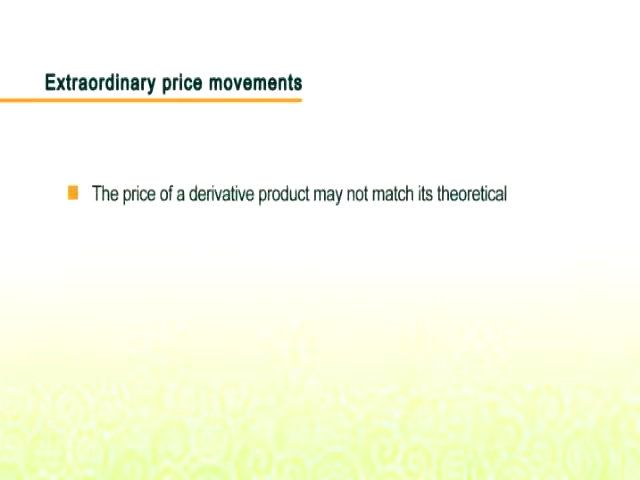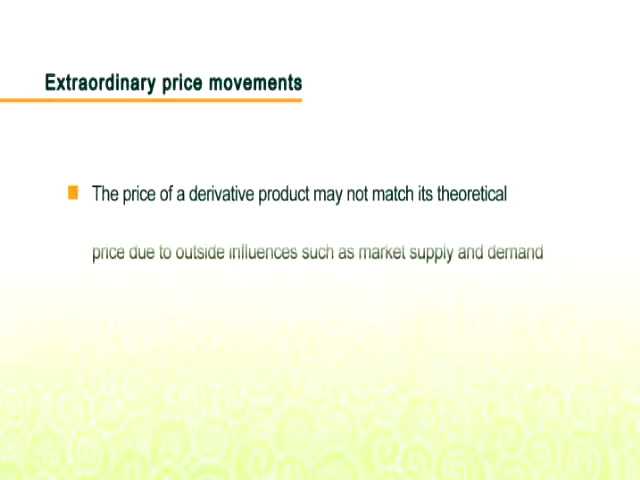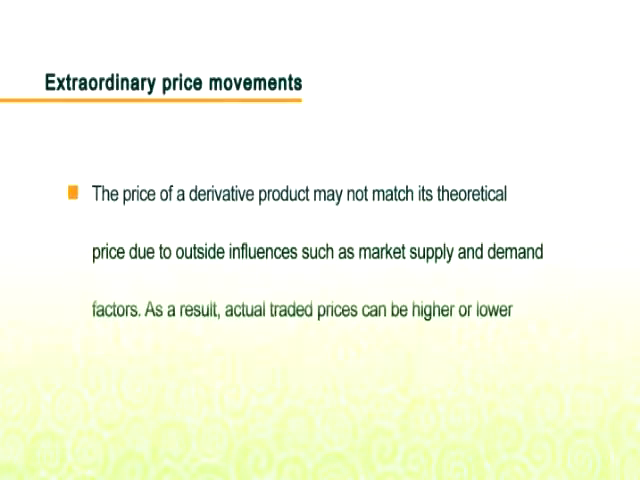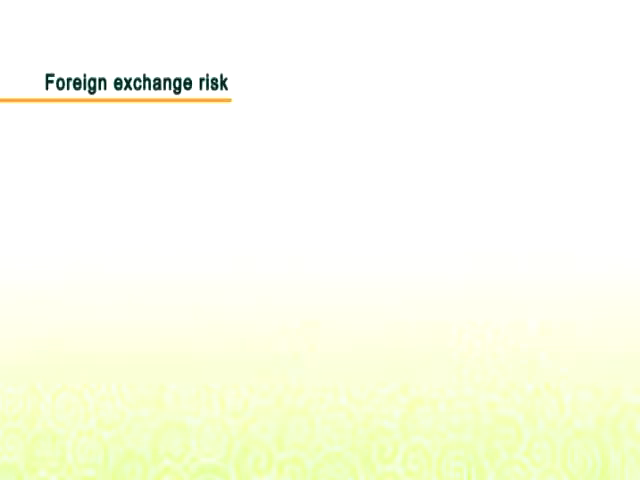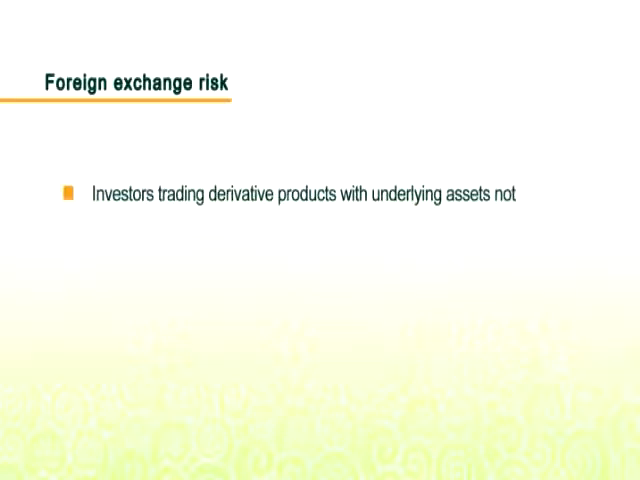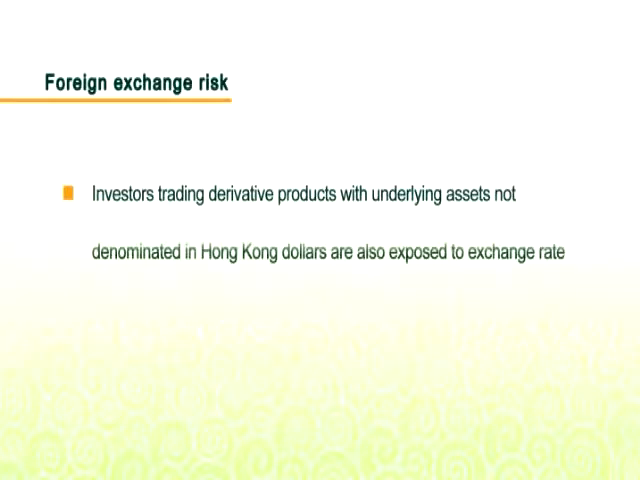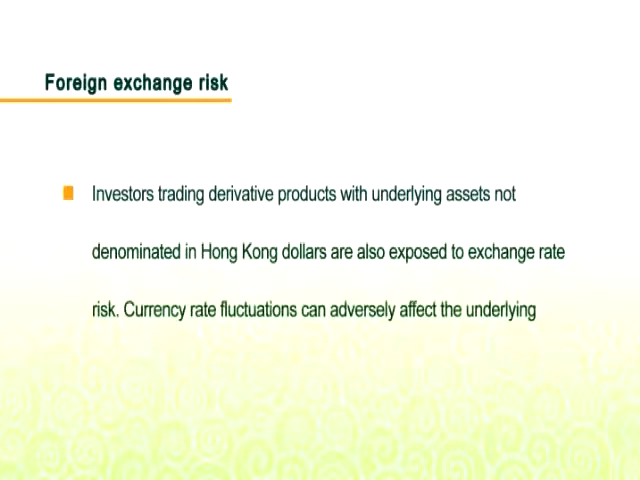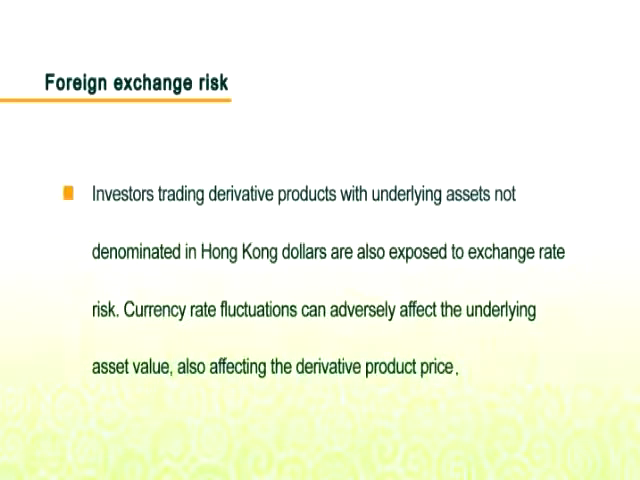The price of a derivative product may not match its theoretical price due to outside influences such as market supply and demand factors. As a result, actual traded prices can be higher or lower than the theoretical price. Investors trading derivative products with underlying assets not denominated in Hong Kong dollars are also exposed to exchange rate risk. Currency rate fluctuations can adversely affect the underlying asset value, also affecting the derivative product price.